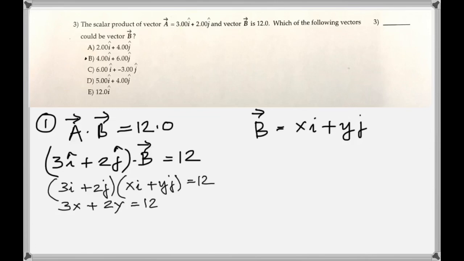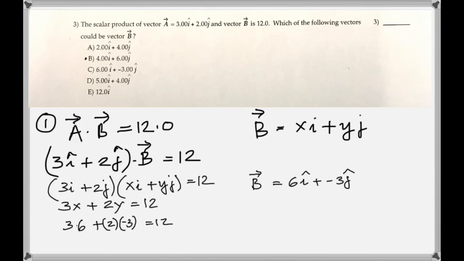So in the next step, that's what I've done. Replace the vector with xi plus yj, and then when you take the dot product, you take the product of the coefficients of i, which gives us 3x plus 2y should be equal to 12. And now you got to choose from the answers because there's only one set that will work. And that's going to be 3 times 6 plus 2 times negative 3 is equal to 12. So now we know that the vector is 6i minus 3j, because none of the other combinations will give a scalar product of 12.